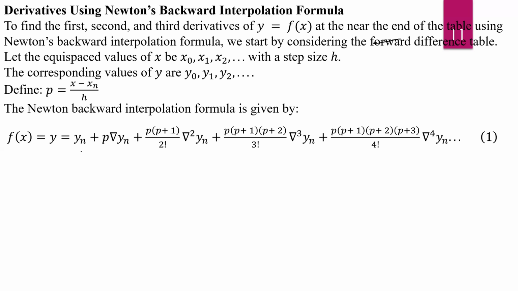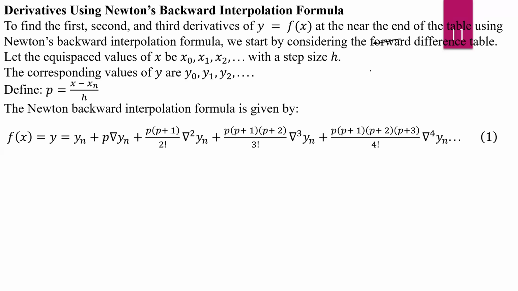y, means f of x, is equal to yn. See, in the first video lecture, we considered x0, that is the first value, the beginning of the table. Right now, we take the end of the table of x. So here their corresponding value is y suffix n plus p times the first order backward difference yn, which is defined by the formula.